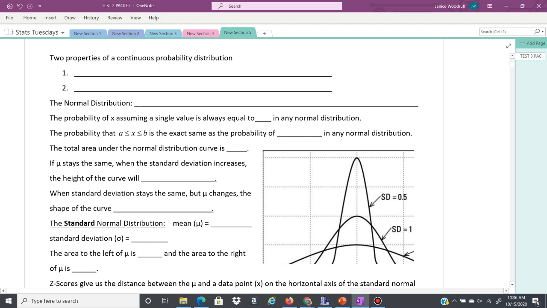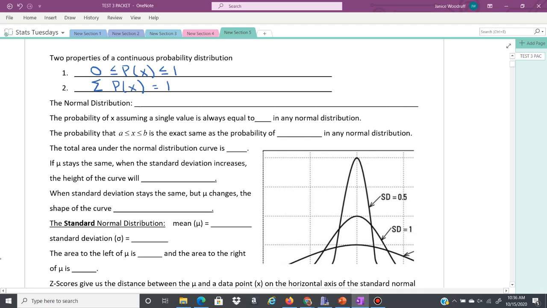We have that the probability distribution values will lie between 0 and 1. So 0 is less than or equal to p of x, which is less than or equal to 1. So all of the probabilities are going to be between 0 and 1. And then the sum of probabilities will equal 1. Okay, so we pull that information from last chapter.